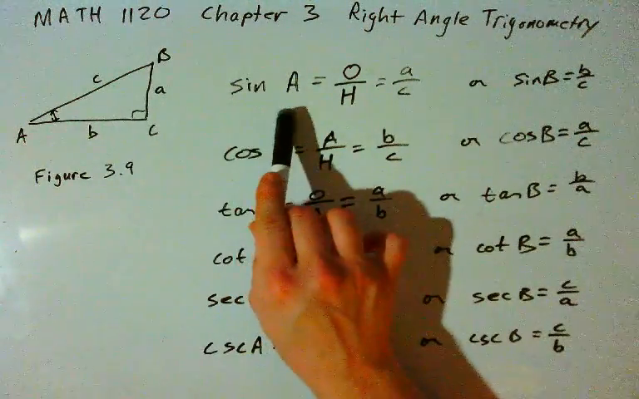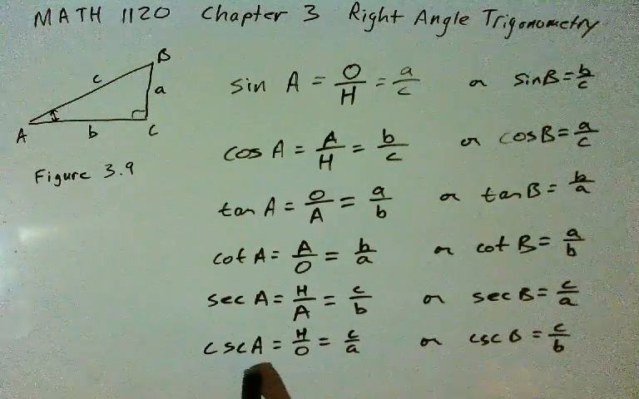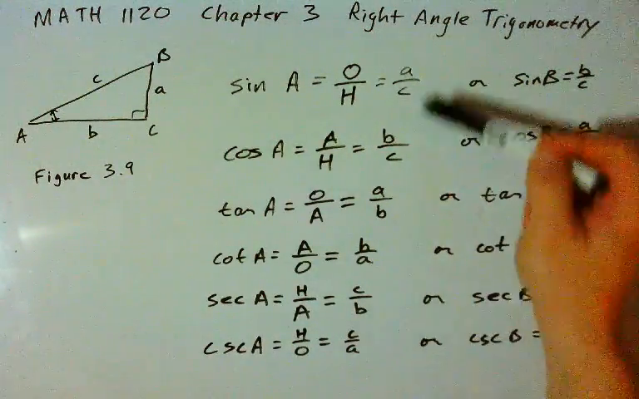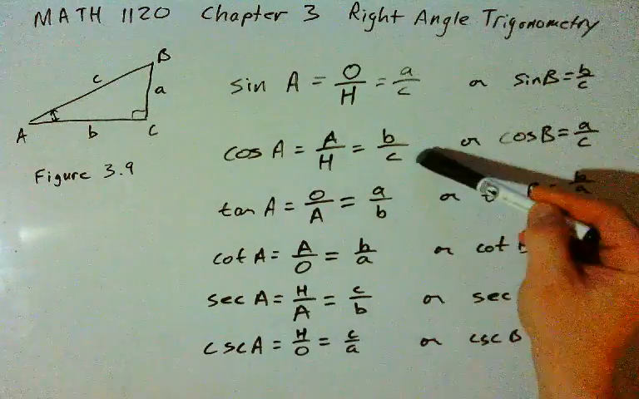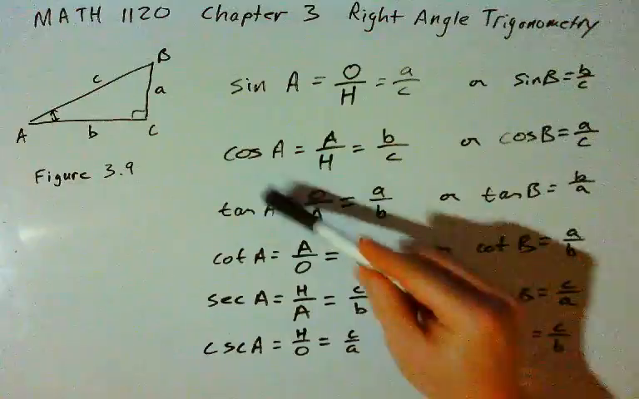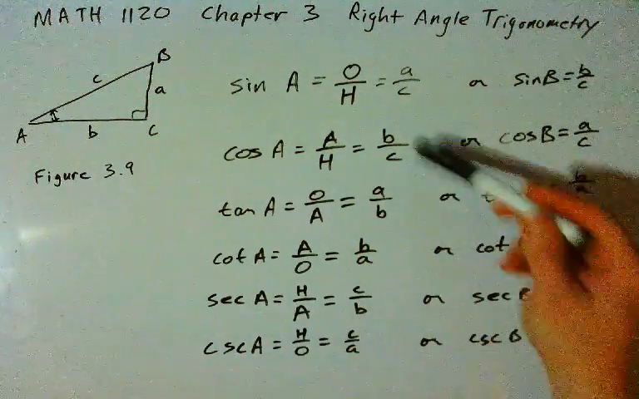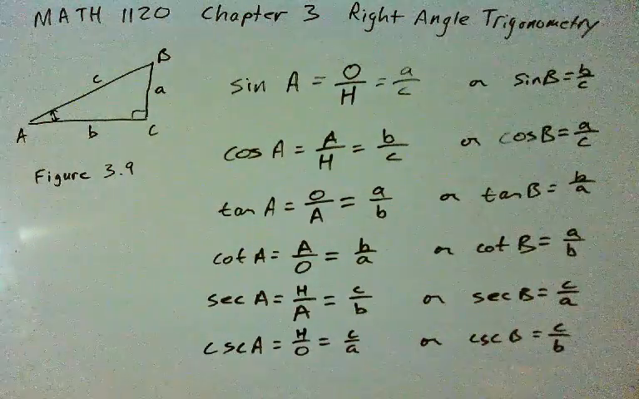The sine of A is A over C, and the cosecant of A is C over A. And so notice that they're reciprocals of one another. The sine and the cosecant are reciprocals. Same is true for cosine and secant. The cosine of A is B over C. The secant of A is C over B. So they are reciprocals also. And the tangent and the cotangent are also reciprocals.